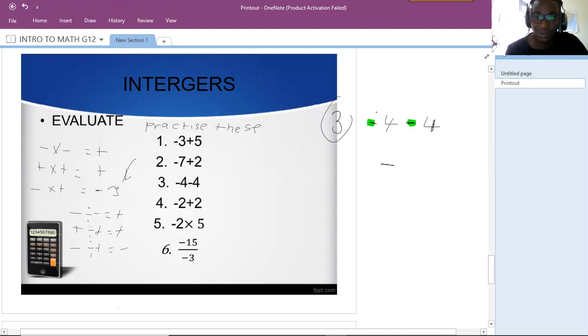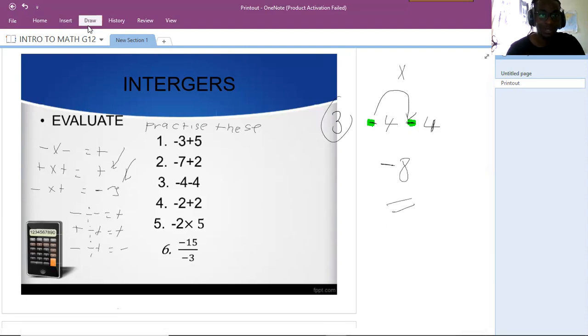Then we ask ourselves, what is negative times negative? It's positive, right? It means we're adding. What is 4 plus 4? 8. So that becomes our answer there. Not so bad, right? All right, I can see you're figuring out integers. I'm impressed.